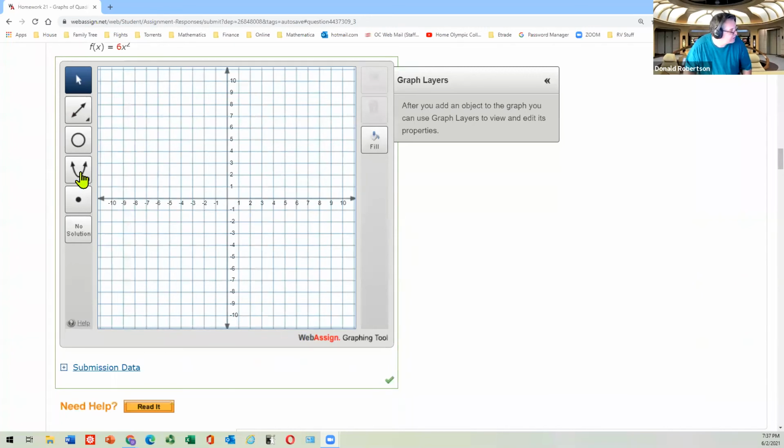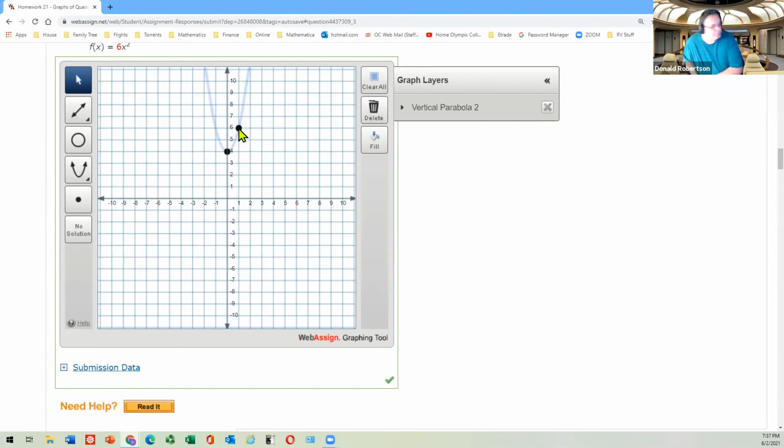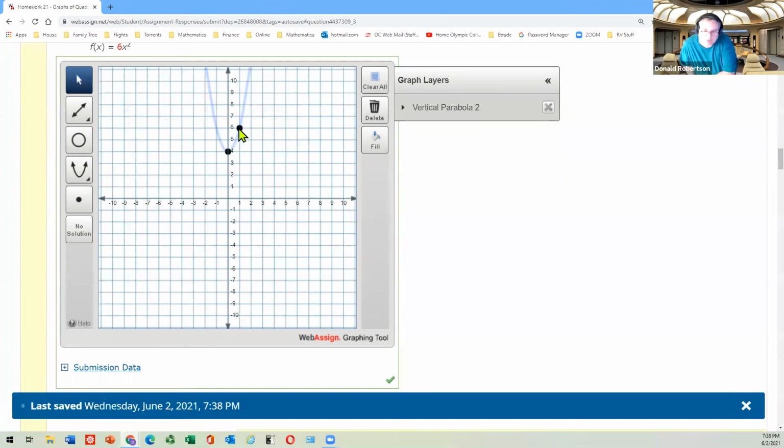I have a vertex, right? I have a vertex at 0, 4, and you plot that first. So always make the vertex your first stop. And then at 1, 6 is my second one. There you go. If you know the vertex and you know one more point, don't you know enough to draw a reasonably good sketch?